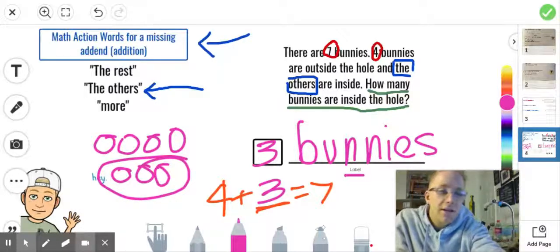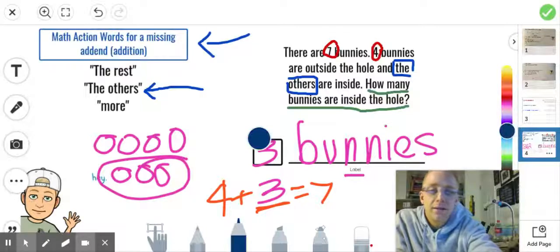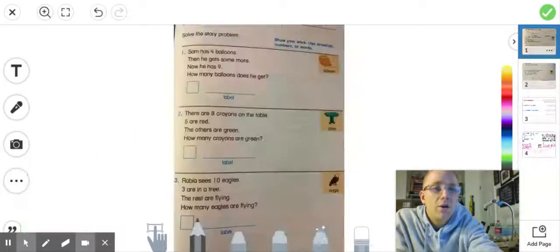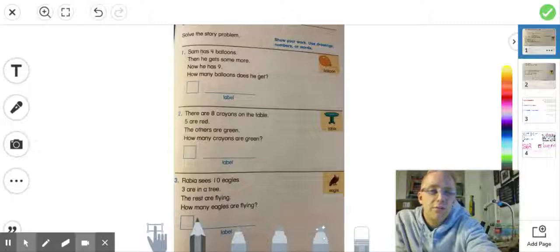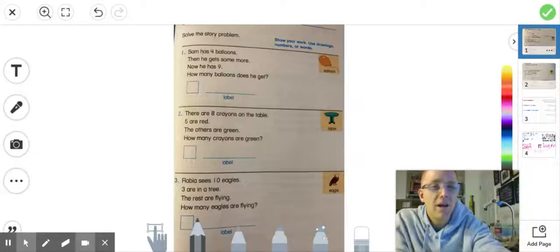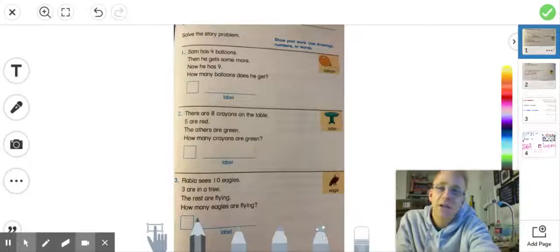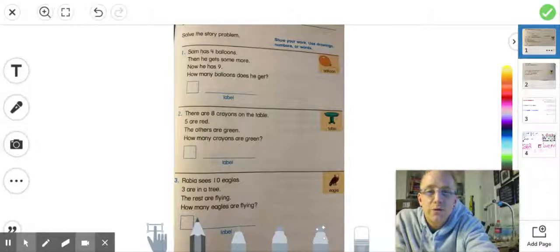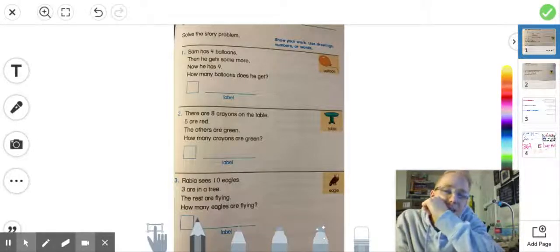Now let's go ahead and take a look at our questions for today. We've got 3 on this page, page 75, and we've got 3 on page 76. Looking at 75, let's do this first one together. Sam has 4 balloons. Then he gets some more. Oh, there we go. Now he has 9. How many balloons does he get?